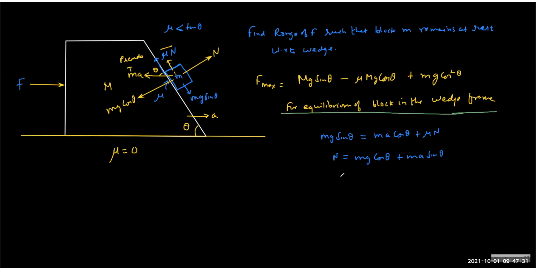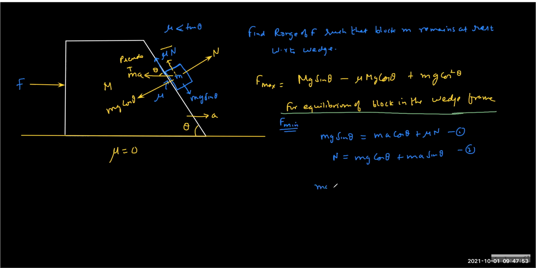We cannot write mu mg cos theta. Normally you write the friction force like that, but it is a good habit to write mu N as friction, and then substitute N as per the question. So now we have two equations, and now we can solve. And this is what I'm solving for the F minimum case, not for maximum.